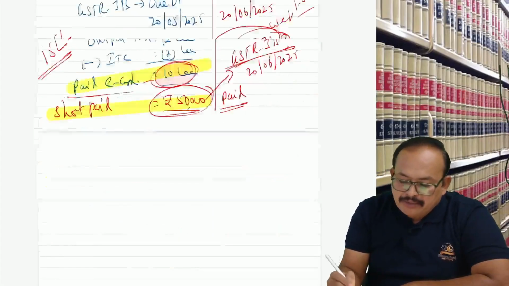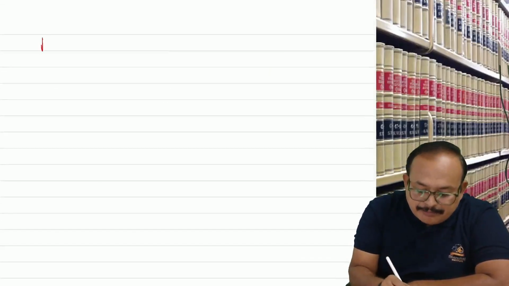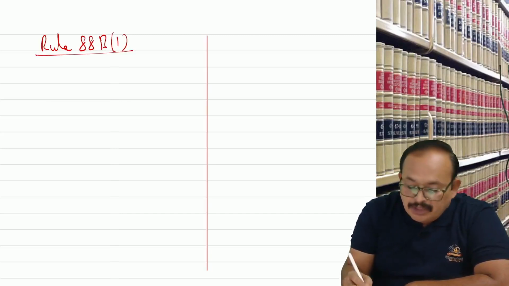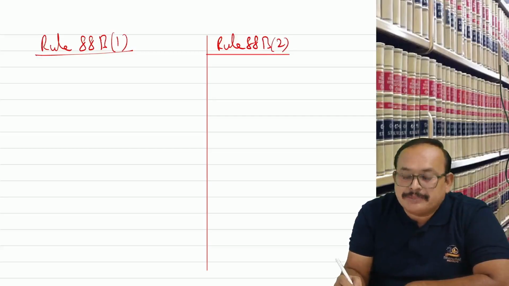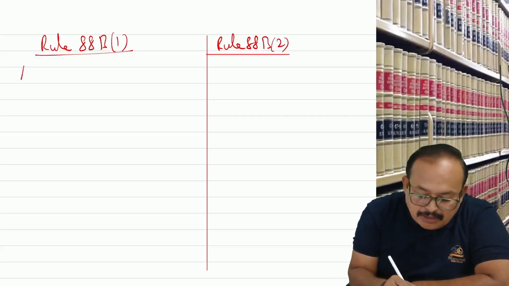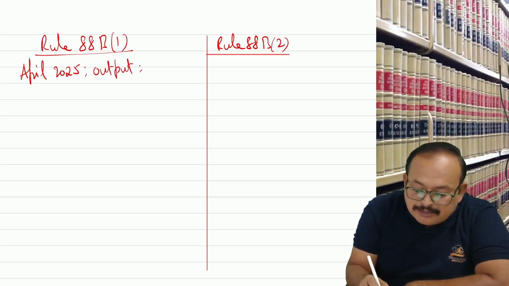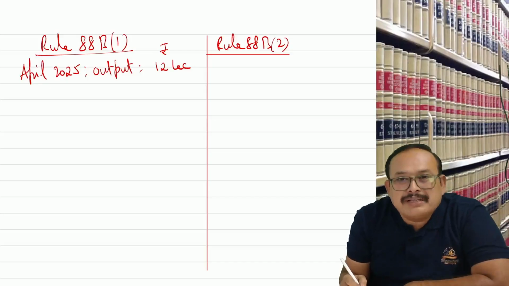Now I will take afresh. I will consider rule number 88B sub number 1 is clear, rule number 88B sub number 2 is clear. You will appreciate this presentation. For April 2025, output tax 12 lakh. You get my point, sir?